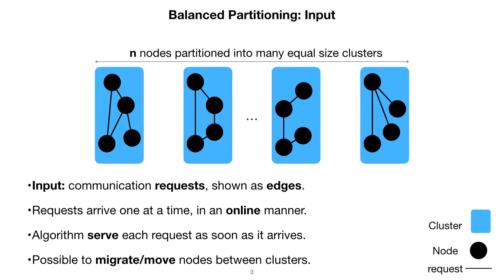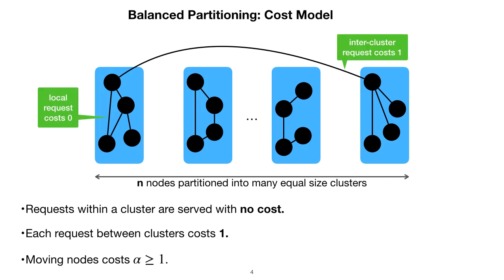In addition to serving a request, an algorithm can optionally move nodes between clusters at a cost that I will cover in a moment. There are two types of requests. Requests with endpoints within the same cluster are served for free at cost 0. Requests between clusters, which we refer to as intercluster requests, are served at a cost always equal to 1.